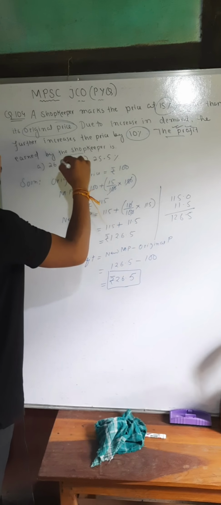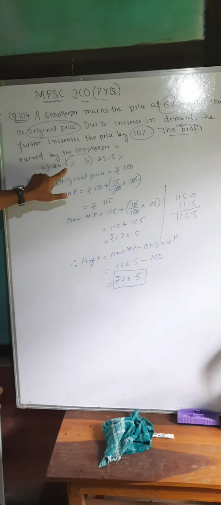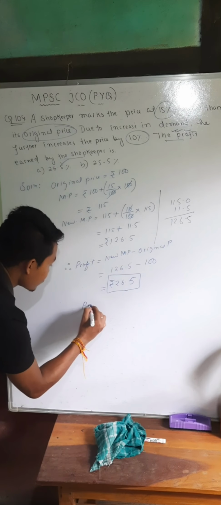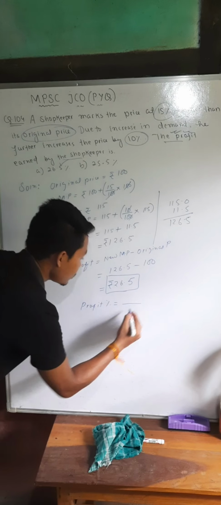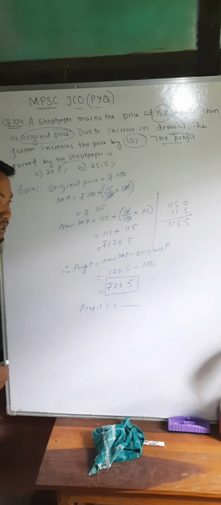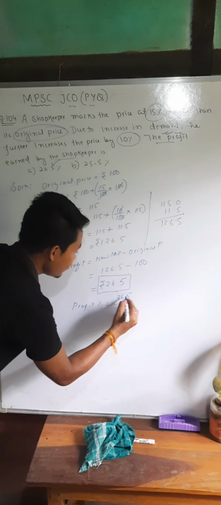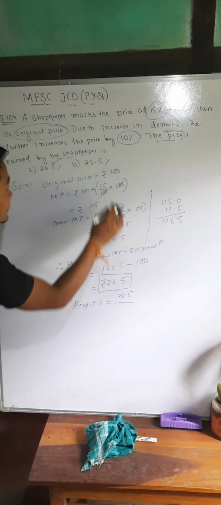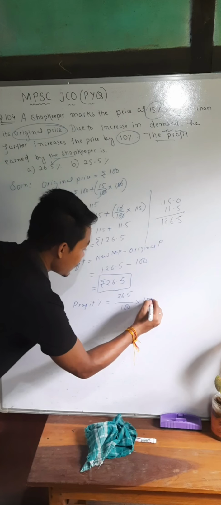So this is our answer, but the answer is given in percentage. So we need to find the profit percentage. Let us solve. Profit percentage: profit by cost price into 100%. What is profit? 26.5 divided by original price, 100, multiplied by 100%.